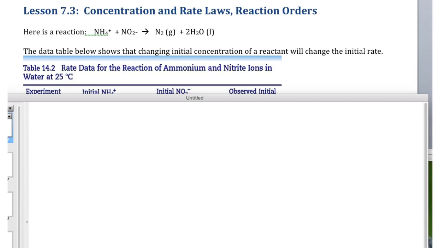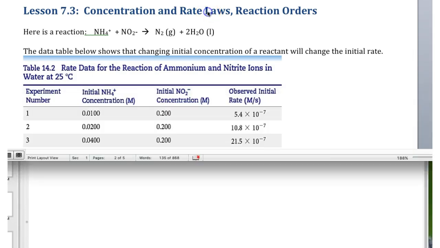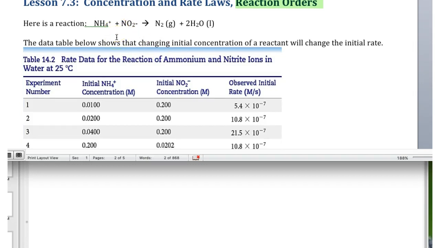Okay, welcome to lesson 7.3, concentration and rate laws. Rate laws and reaction orders. So this is a pretty difficult lesson, so pay very close attention.